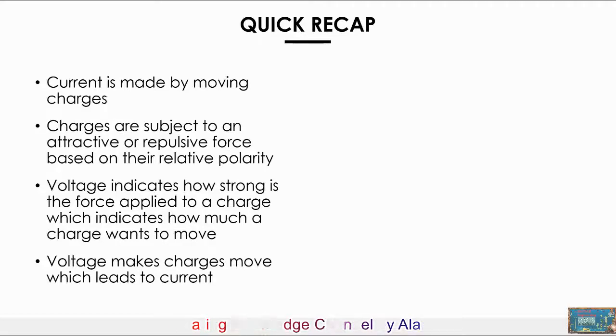And while these are not used in the day-to-day work of an electrical engineer or of a hobbyist, I wanted to walk you through this part with the hope that I could give you an intuitive understanding of what voltage is. Let's have a little recap of what we have learned so far.